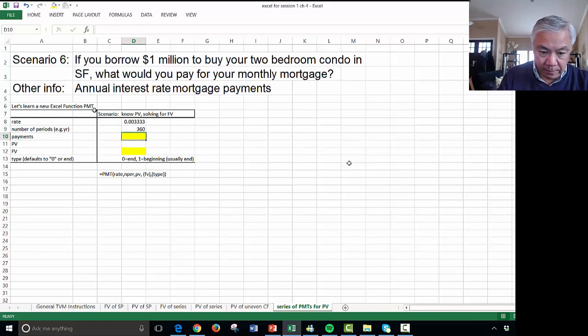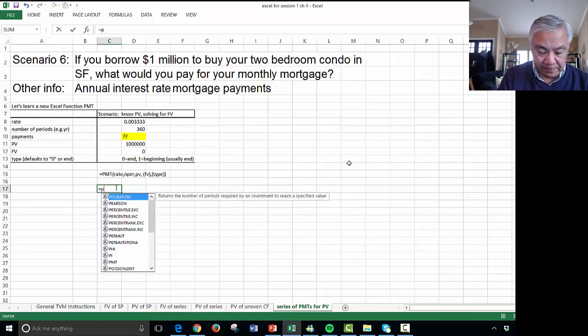The payments, this is the unknown. So that's the question mark. And the present value we know is $1 million. And then the future value is 0. We're going to fully pay off the mortgage. So that actually, let me just make it clear, that's not an unknown. And so let's use the function.